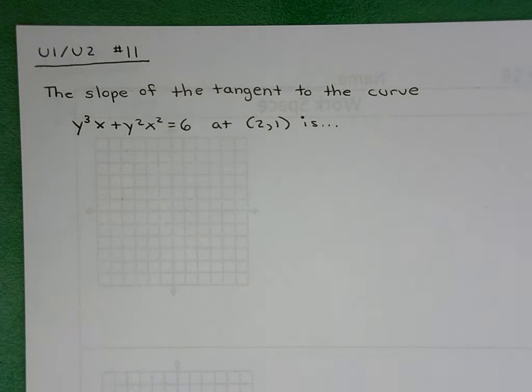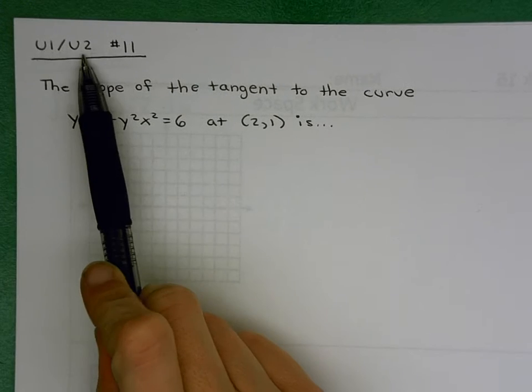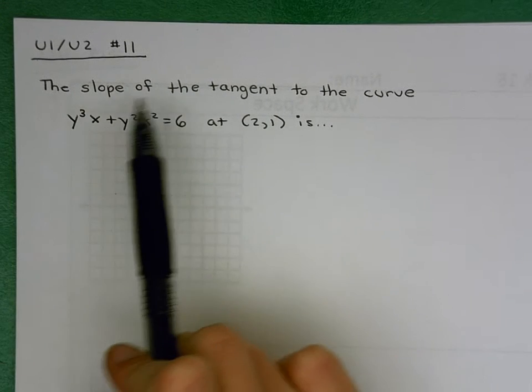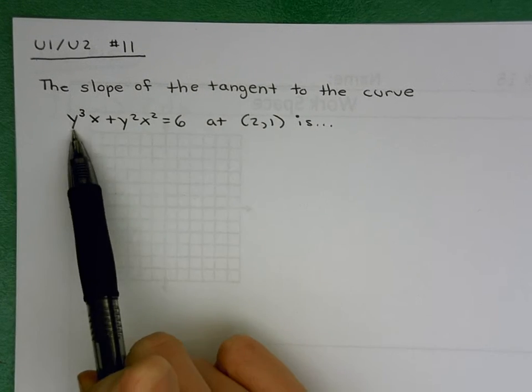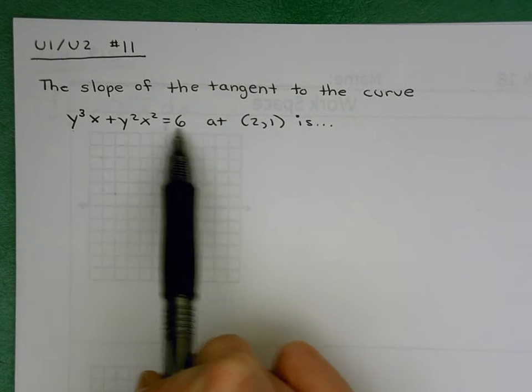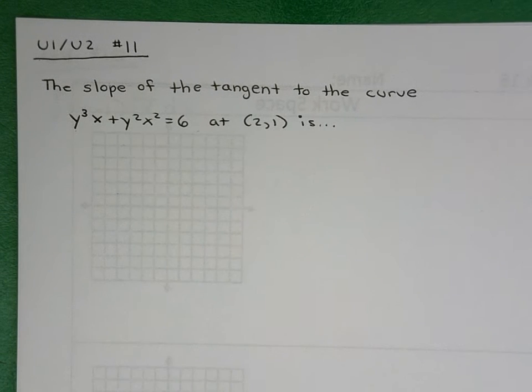Okay, here we go. Here are the three problems you requested. First up, we have from your Unit 1, Unit 2 review number 11, which read: the slope of the tangent line to the curve y cubed x plus y squared x squared equals 6 at (2, 1) is.